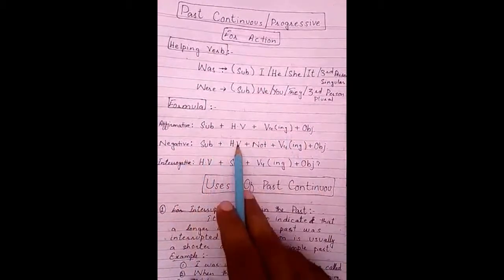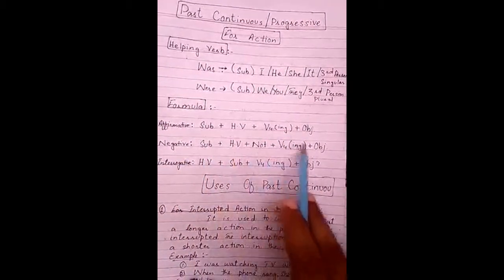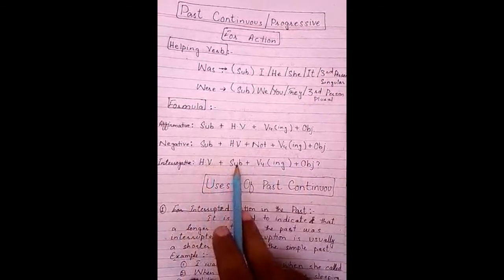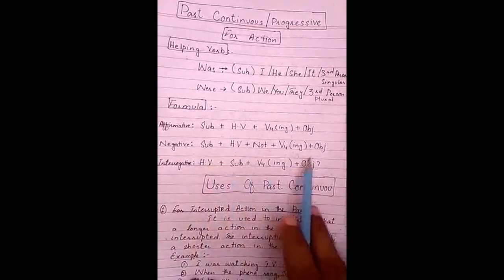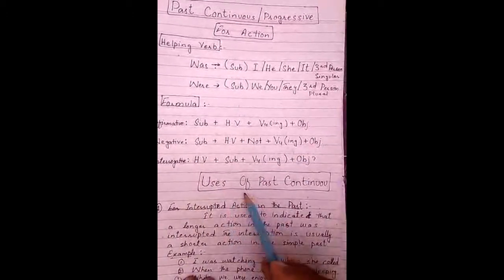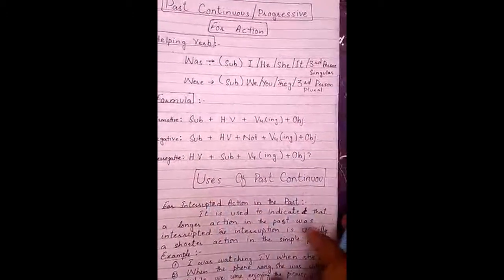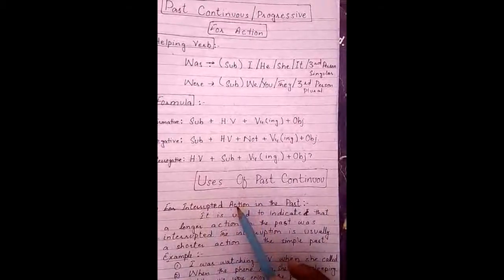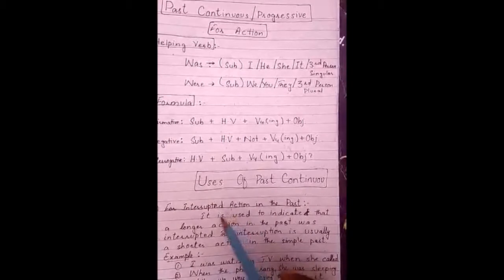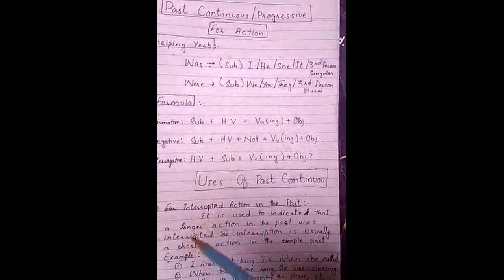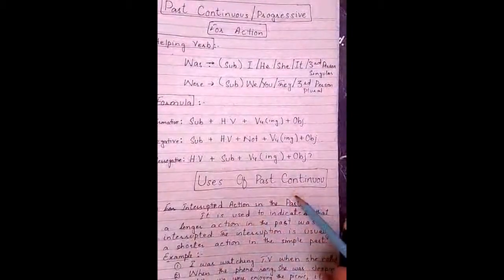Negative: subject, helping verb, not, verb form, object. And for interrogative we use helping verb first, then subject, verb form, and object. So like the present progressive tenses, we also have uses of past continuous tense. The basic use of these progressive tenses is when we are in the middle of an action, and for the past, when we were in the middle of an action, we use past continuous tense.